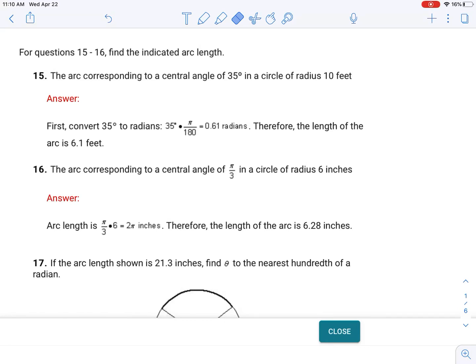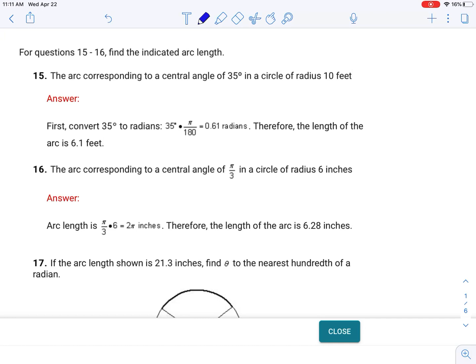Okay, here's some problems from the 10.2 practice that I'm going to choose to do with you guys. I actually have the answer key here so you can see some of the answers, but I want to explain them as we go. Okay, 15 says the arc corresponding to a central angle of 35 degrees in a circle with a radius of 10 feet.